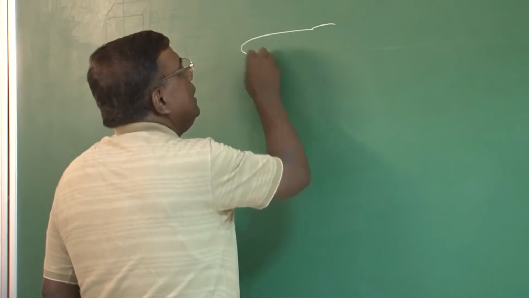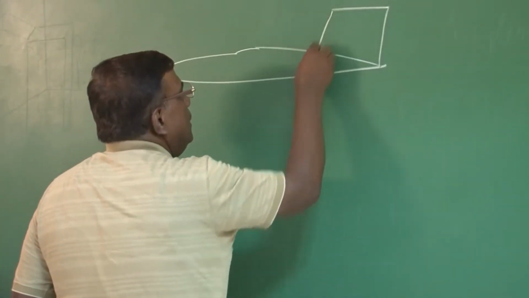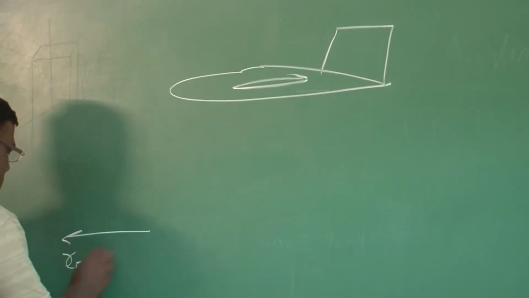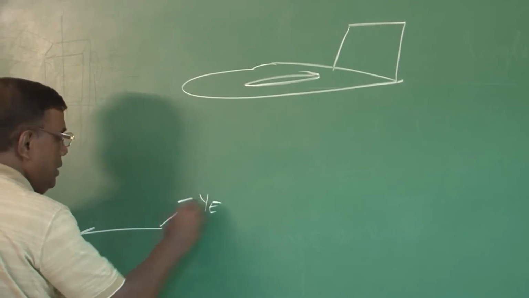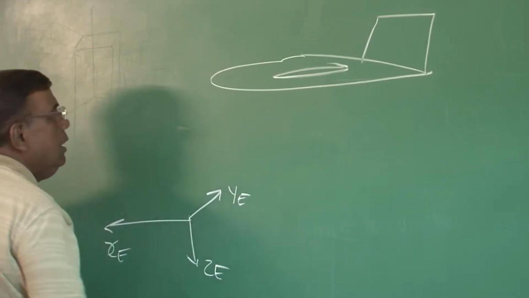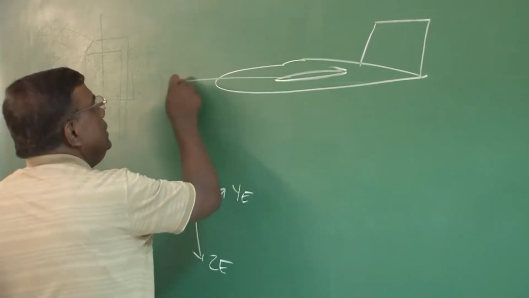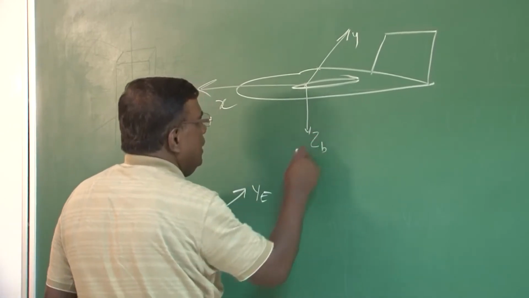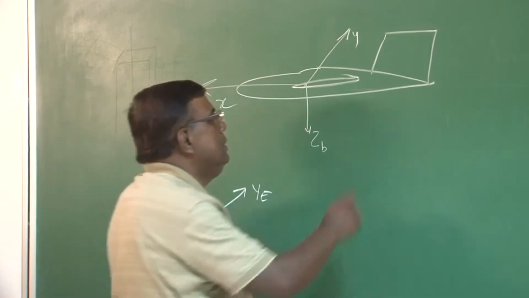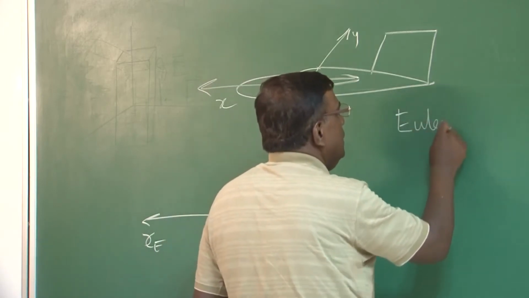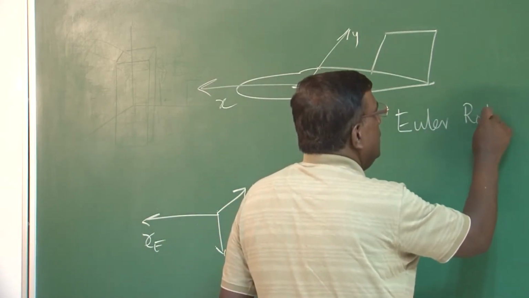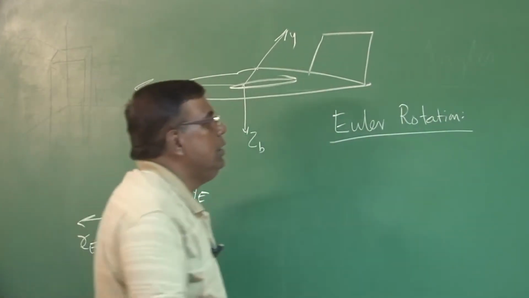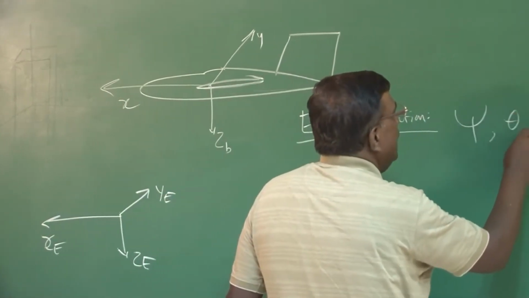If I take this as an aircraft, and this is your X earth or inertial frame, Y earth, Z earth, and if this is X body, Y body, Z body, then there is the Euler rotation. One thing is that the order is important. The order is psi, theta, and phi.